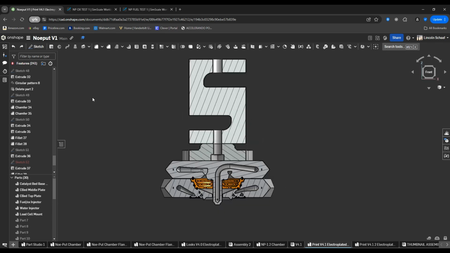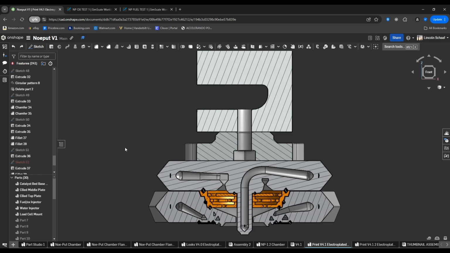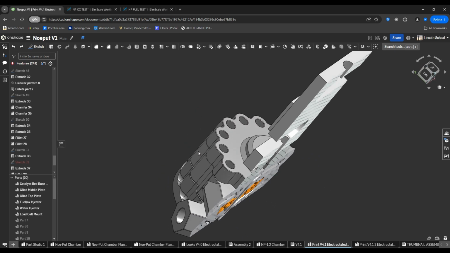So in summary, today we went over the propellant system, which mainly uses this top piece here, the fuel and oxidizer injector, the water cooling system, which runs through the water injector down here, and the structural system, which consists of the load cell and the load cell mounting plate attached through the flange.